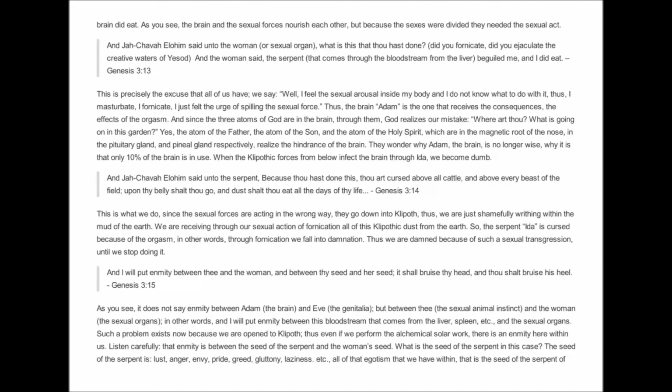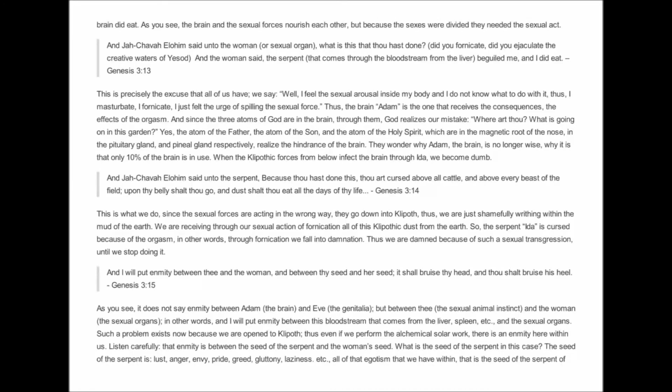Obviously, that happens because the sexes were divided, because of the division of sexes. And the Lord God said unto the woman, unto the sexual organ, what is this that thou hast done? Did you fornicate it? Did you ejaculate it, the water? And the woman said, well, the blood that came through the liver, whatever, the serpent beguiled me, and I did eat.